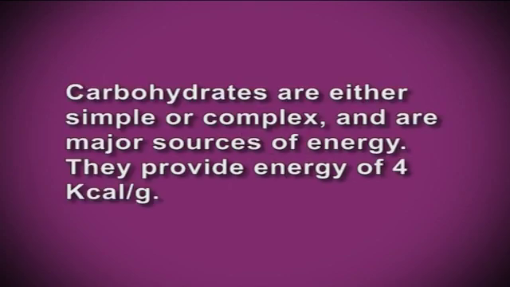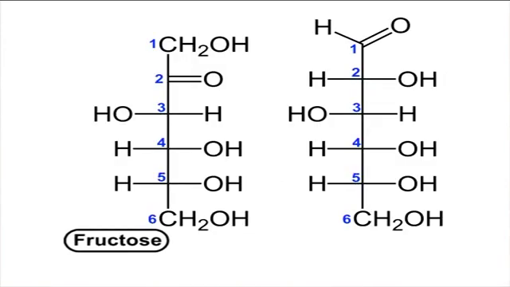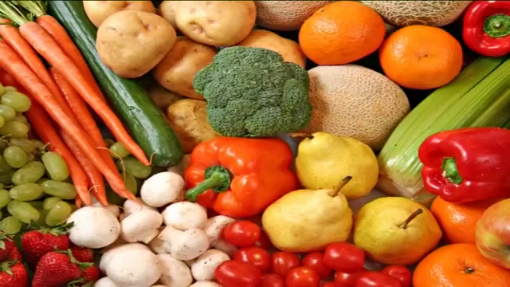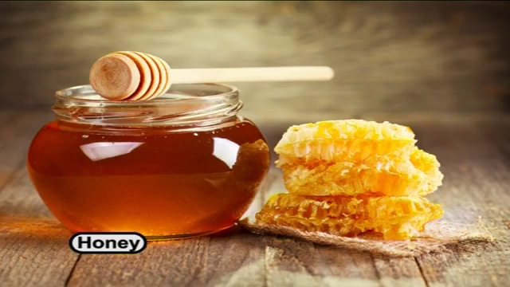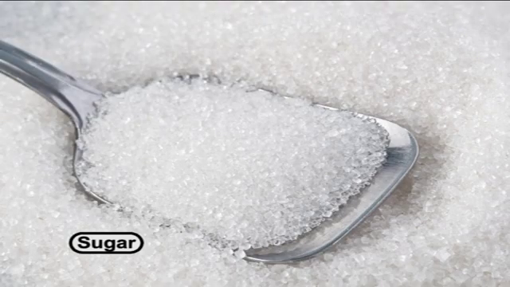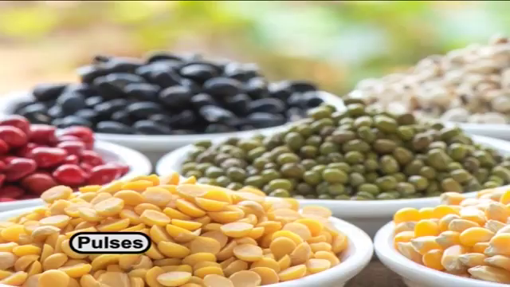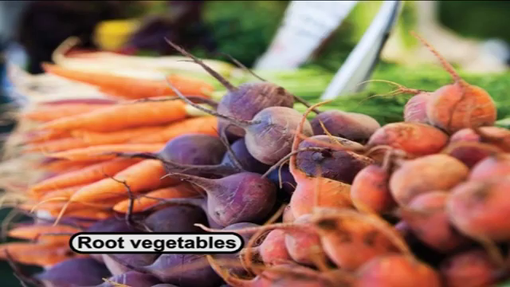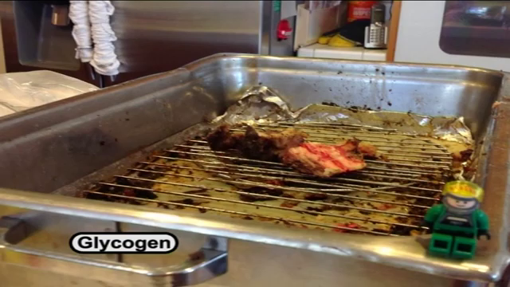Carbohydrates. Carbohydrates are either simple or complex and are major sources of energy. They provide energy of 4 kilocalories per gram. The simple carbohydrates, glucose and fructose, are found in fruits, vegetables and honey. Sucrose is found in sugar and lactose in milk, while the complex polysaccharides are starches in cereals, millets, pulses and root vegetables, as well as glycogen in animal foods.